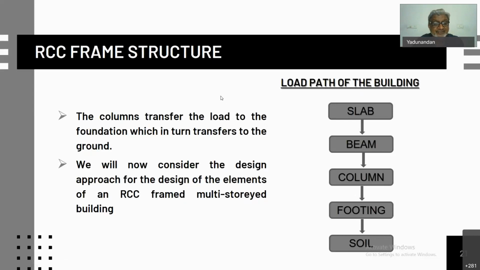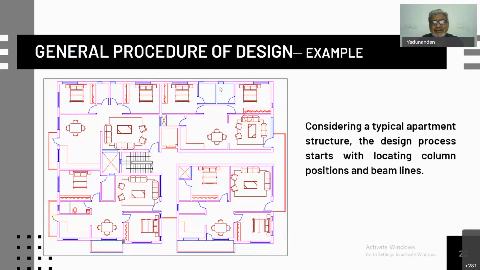We will now consider the design approach for the design of the elements of an R.C.C. framed multi-story building, with a typical example just to have some base. Considering a typical apartment structure, the design process starts with the plan, and we locate the column positions and beam lines so that they don't affect the function of the apartment. They don't come in between in the rooms. Most of the time they are on the wall lines, and the beams also go on the wall lines.